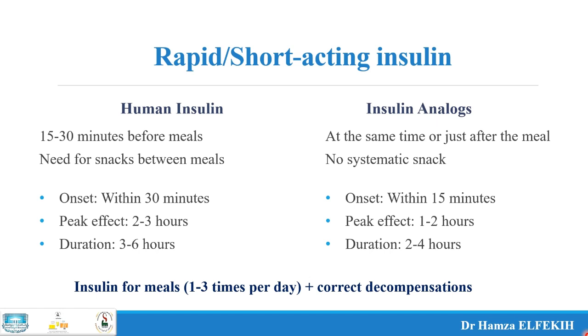So we'll take 1, 2, or 3 insulin boluses when we start eating, so up to 3 times per day. It depends on the type of diabetes. For example, a patient with type 1 diabetes might take it 3 times per day. For type 2 diabetes, we can administer short or rapid-acting insulin once, twice, or thrice. And of course, rapid-acting or short-acting insulin should be administered to correct decompensation, when it is ketoacidosis or hyperosmolar.